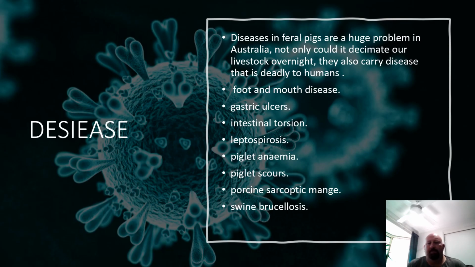Disease. Diseases in the feral pigs are a huge problem in Australia. Not only could it decimate our livestock industry overnight, they also carry diseases that are deadly to humans. These include foot and mouth disease, gastric ulcers, intestinal torsion, leprosy, piglet anemia, piglet scours, porcine, sarcoptic mange, swine brucellosis.